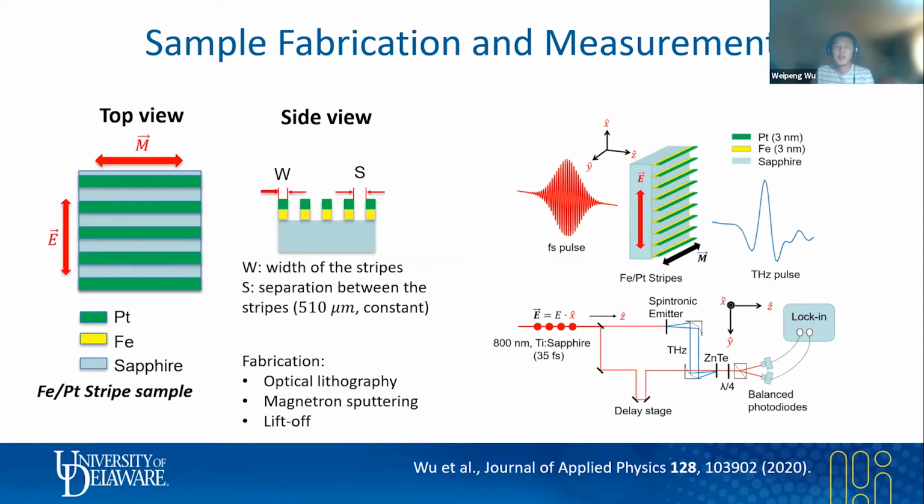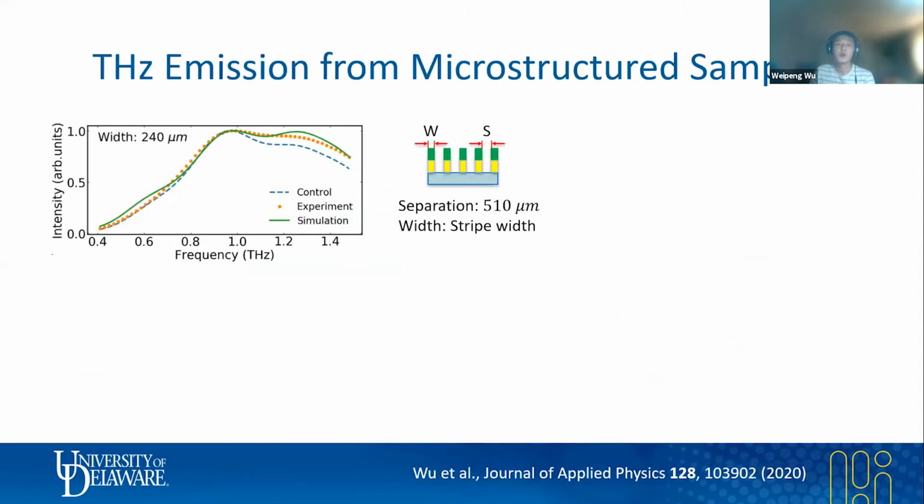due to the inverse spin Hall effect, the terahertz pulse is perpendicular to both the magnetization as well as the spin current direction. And here is what we found.